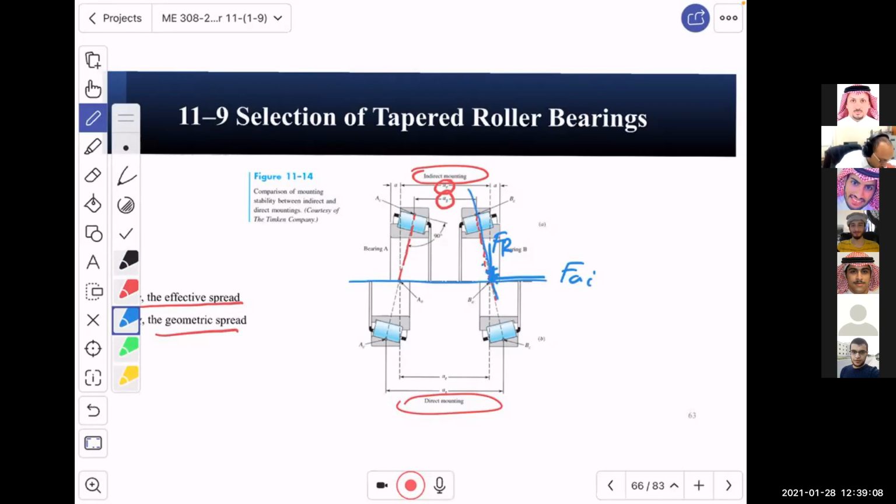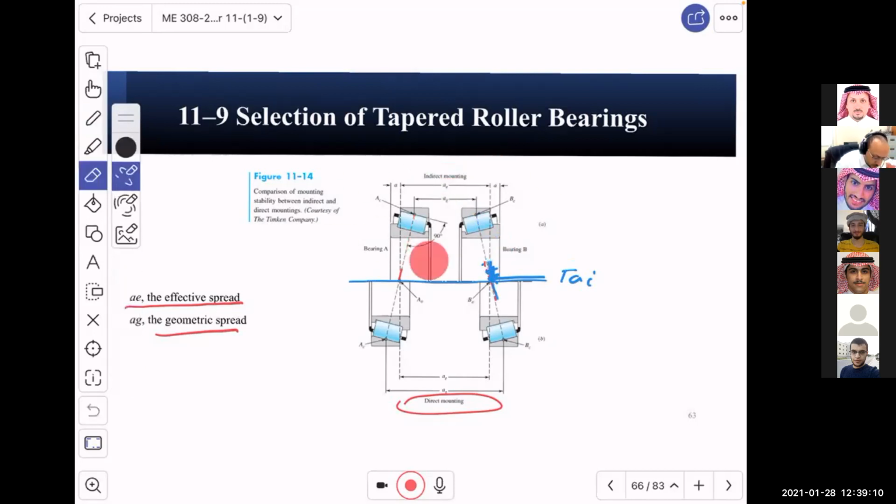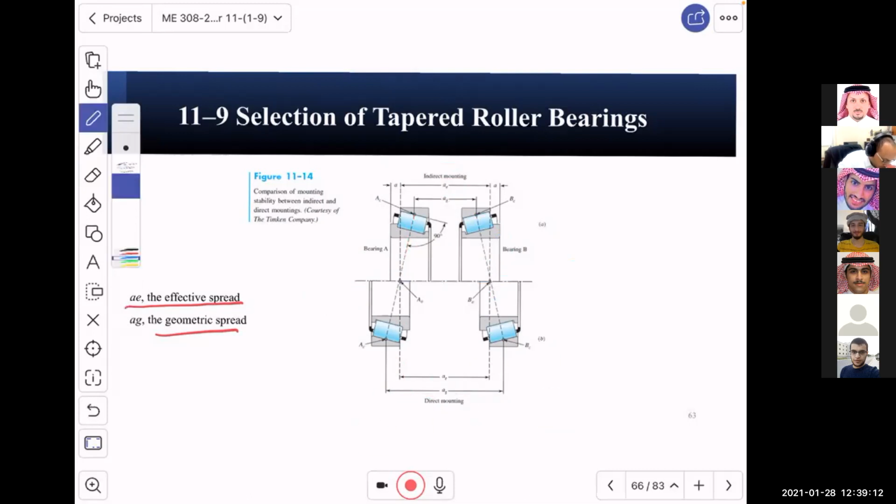Okay? So just to show you, look carefully over here. This is the effective, that point and that point. So when you measure the effective distance, it means this is effectively the distance from the point where the action of the forces is taking place on the left one to the right one.